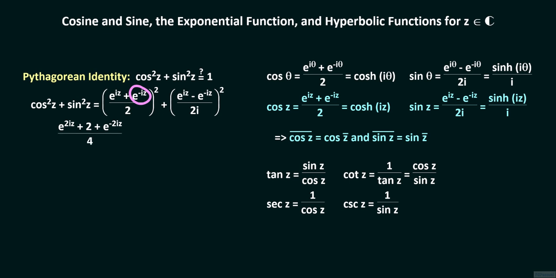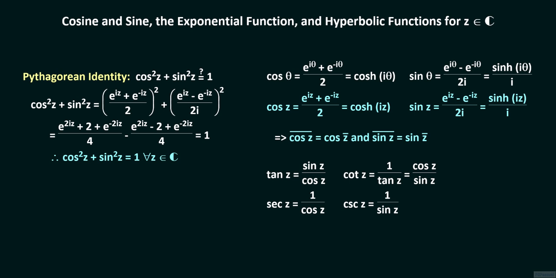We have exactly the same numerator for the second square, except that the middle term is minus 2. i squared equals minus 1, so the denominator is minus 4. Simplifying this difference, we end up with 2 plus 2, which we divide by 4 to get 1. So the Pythagorean identity still holds, and indeed cosine squared z plus sine squared z is equal to 1 for every complex number.